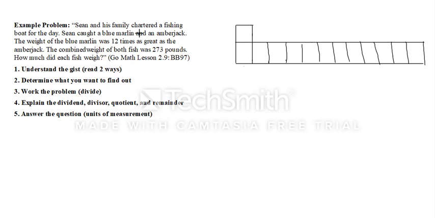Sean and his family chartered a fishing boat for the day. Sean caught a blue marlin and an amberjack. The weight of the blue marlin was 12 times as great as the amberjack. The combined weight of both fish was 273 pounds. How much did each fish weigh? The next time I read it through, I'm getting an understanding more.